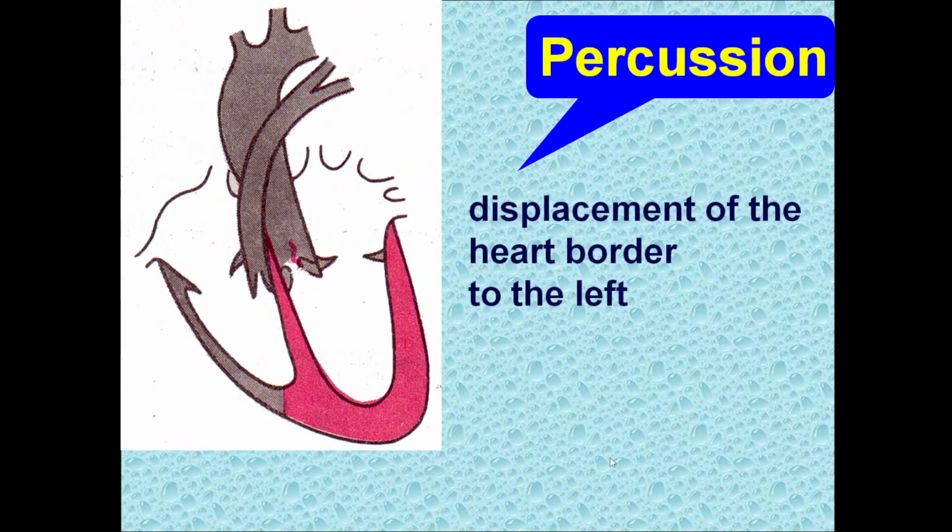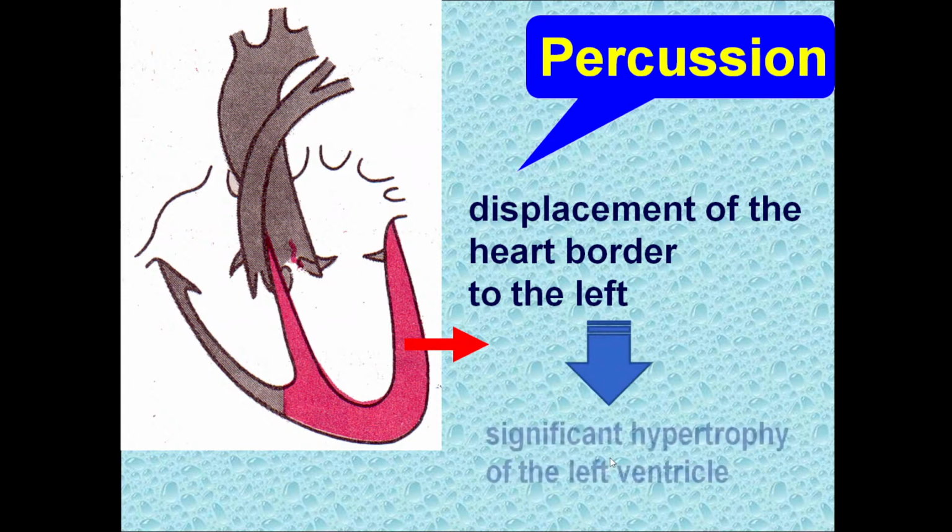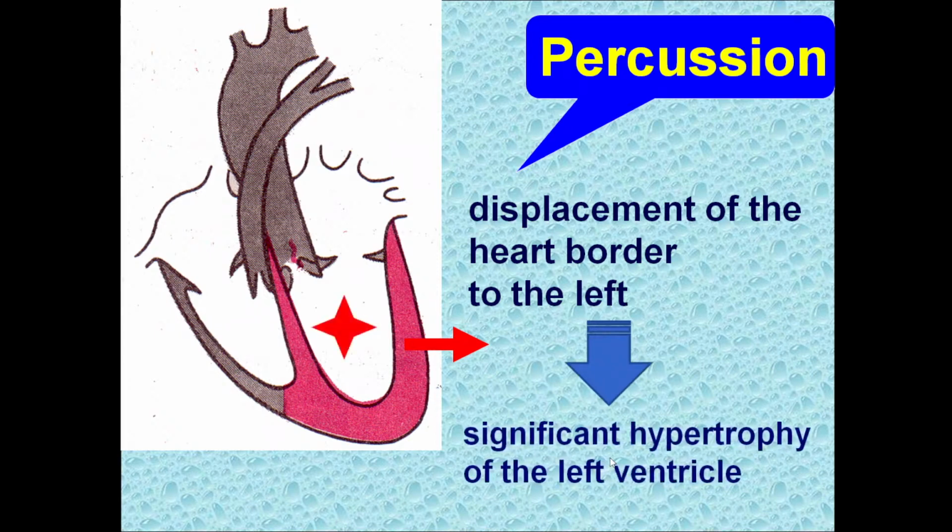On percussion, again, a problem only with the left ventricle, which will be displaced to the left. I said to you, sometimes significantly displaced beyond the axillary line, because dilation is accompanied with hypertrophy.